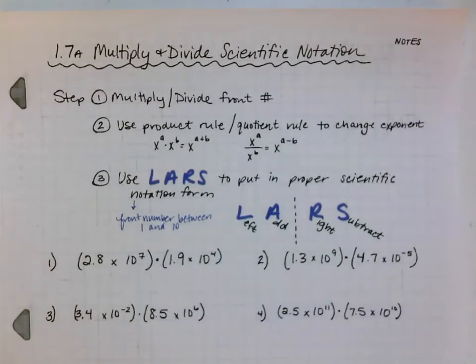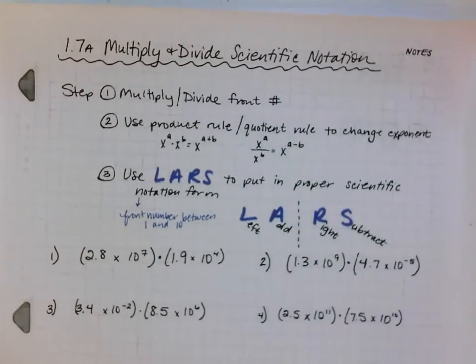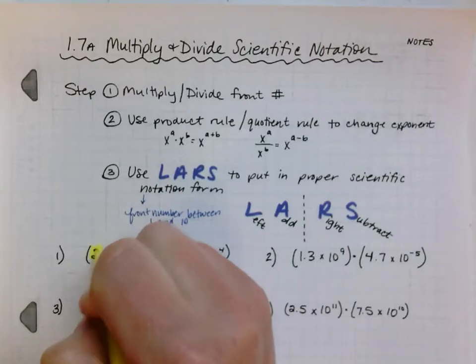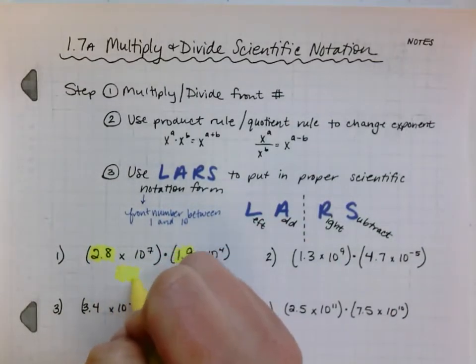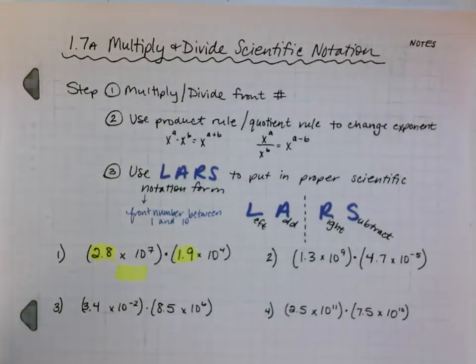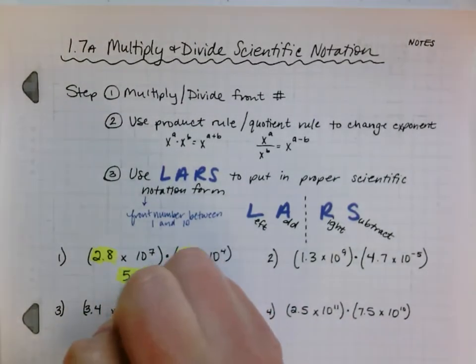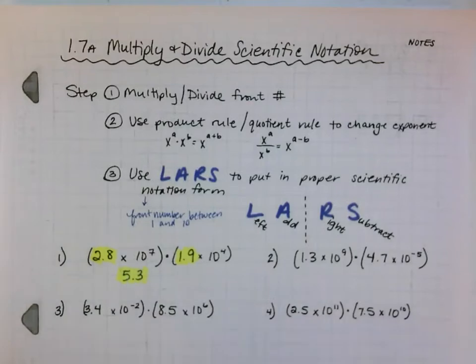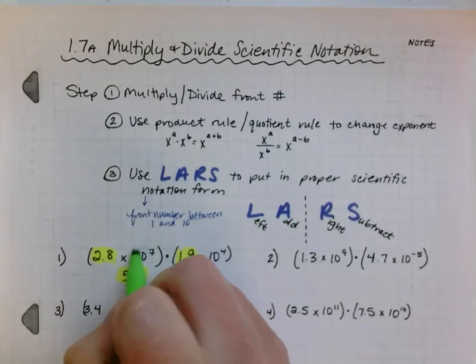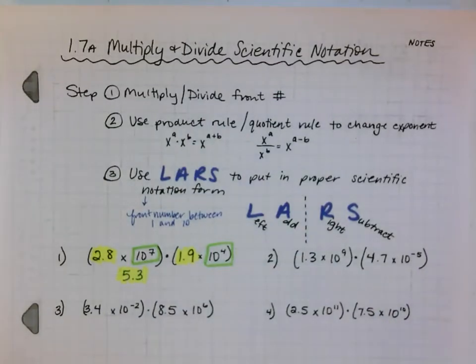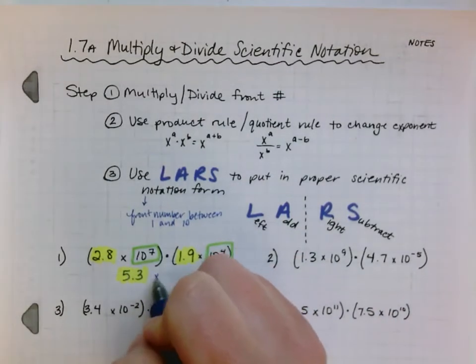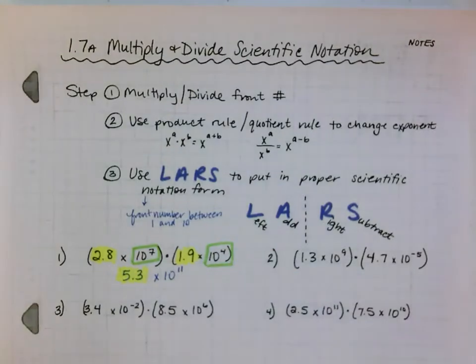So in problem 1, the first thing we need to do is multiply or divide the front numbers. So we're going to take our 2.8 and our 1.9, and we're going to multiply those together to get 5.3. And then the 10 to the 7th and the 10 to the 4th, I can add those exponents, leaving me with 10 to the 11th as my final answer. Because the 10s are the same, I can add the exponents.